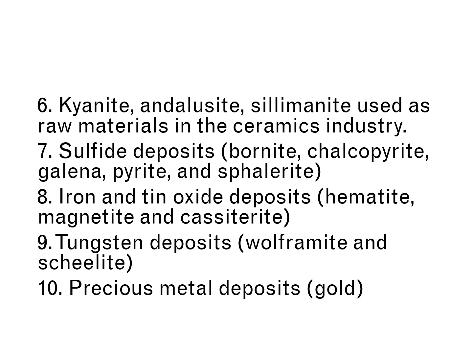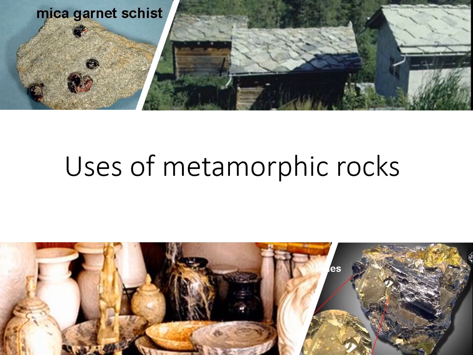Kyanite, andalusite, and sillimanite, which are the polymorphs that we've mentioned in our mineral lecture, are used as raw materials for our ceramics industry. As mentioned, rich iron ore deposits, called sulfide deposits, occur in hydrothermally altered areas. Also, iron and tin oxide deposits. Tungsten is also gathered from metamorphic sources, and of course, sometimes gold or precious metal deposits. So here are pictures of marbles used as ornaments. This is a sulfide hosted ore deposit, slate as roofing, and garnets, which are polished and cut into gemstones.